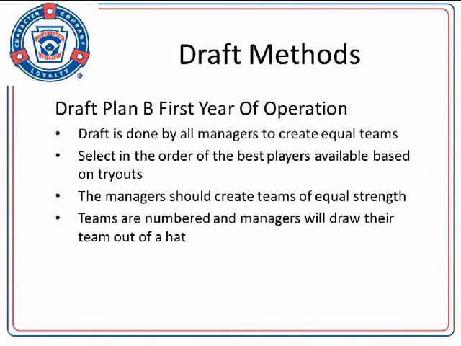Draft Plan B for the first year of operation. Draft is done by all managers to create equal teams. Select in the order of best players available based on tryouts. The managers should create teams of equal strength. Teams are numbered and managers will draw their team out of a hat.